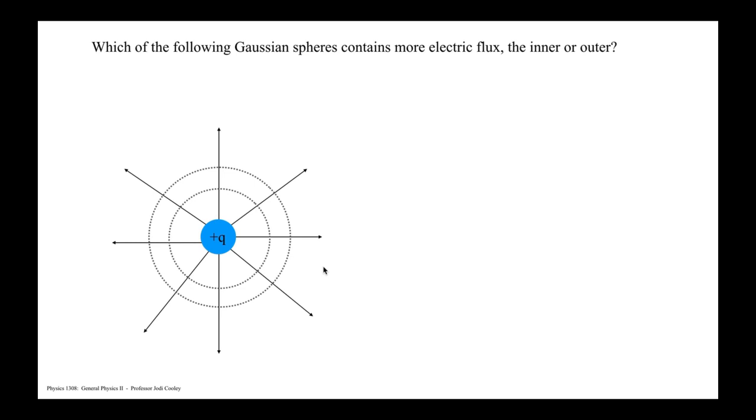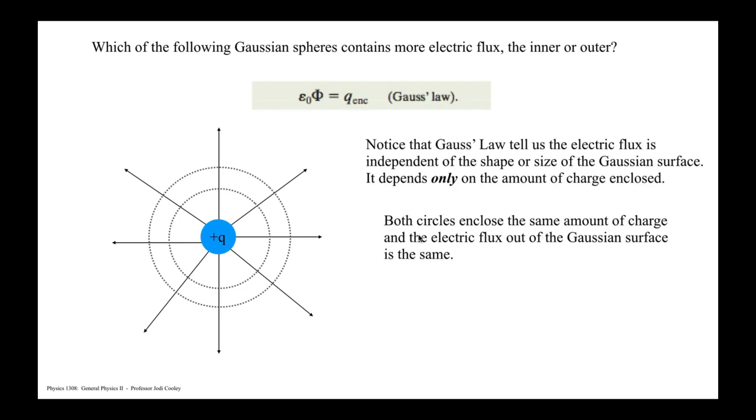So let me ask you a question. Which of these Gaussian spheres, the inner sphere or the outer sphere, contains more electric flux? Notice that Gauss's law tells us the electric flux is independent of the shape or the size of the Gaussian surface. It depends only on the amount of charge enclosed. Both of these Gaussian surfaces enclose the same amount of charge and the same amount of electric flux. In this case, the answer is each of these contains the same amount of electric flux.